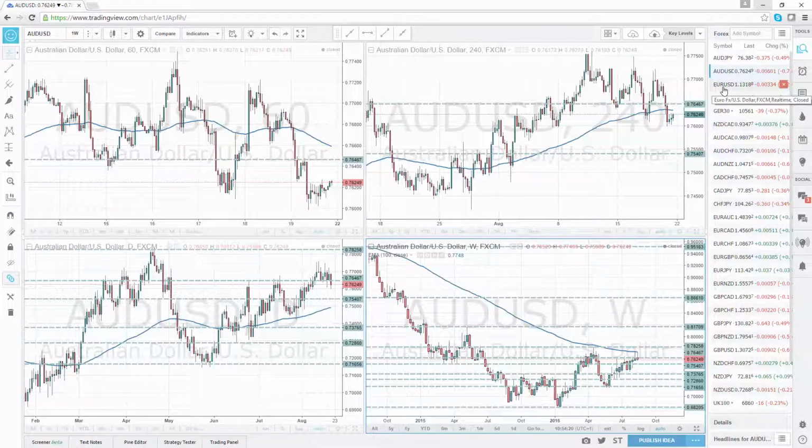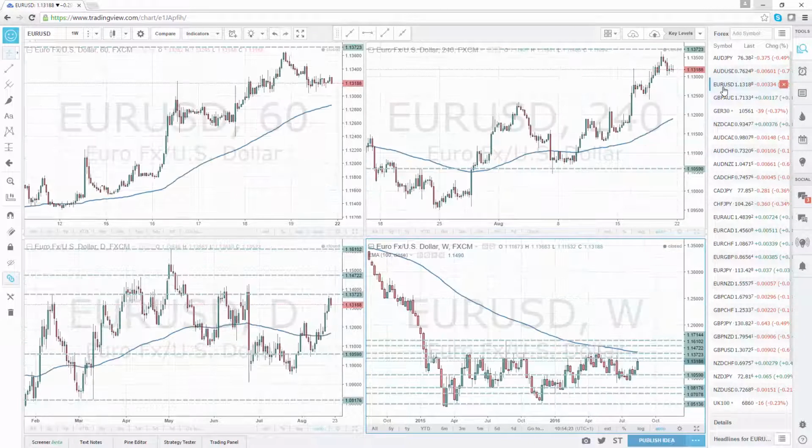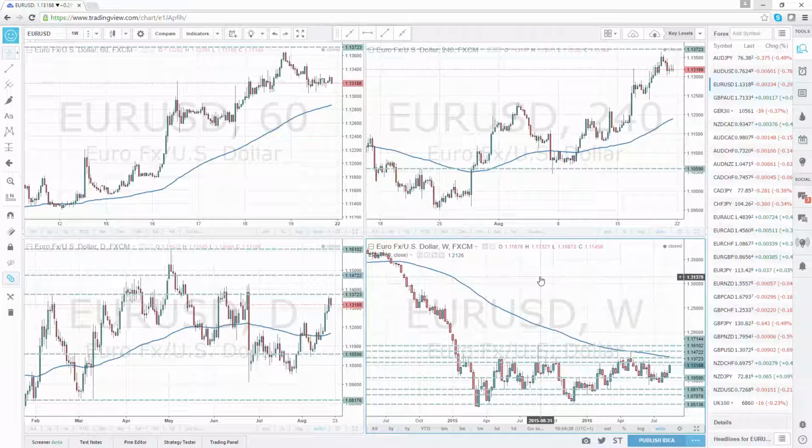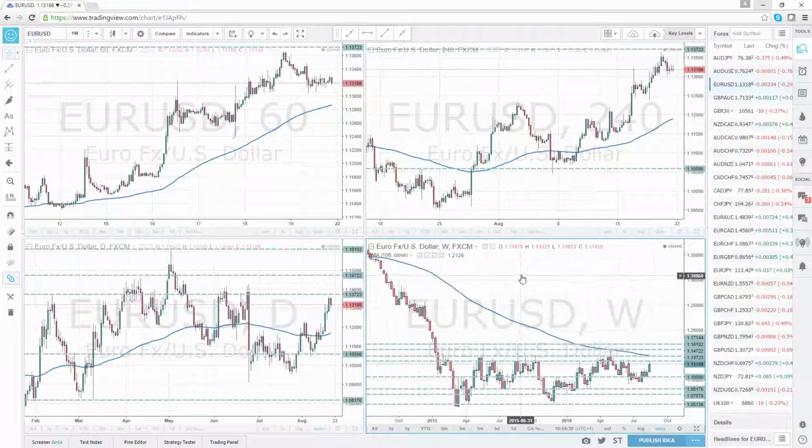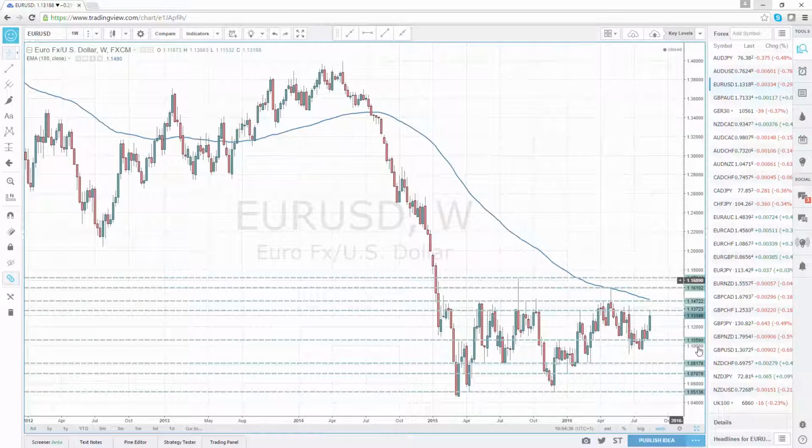And the next one up is the Euro Dollar. If we take a look at the Euro Dollar here, looking at the Aussie chart, we can see that the trend is definitely to the downside. But the difference with the Aussie chart compared to this chart is that if we look at the weekly, this is actually very, very bullish.